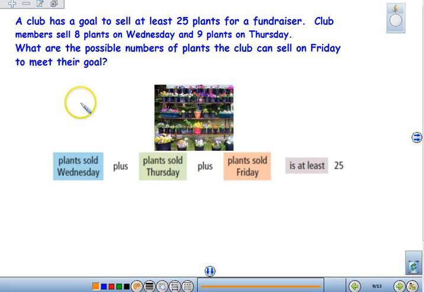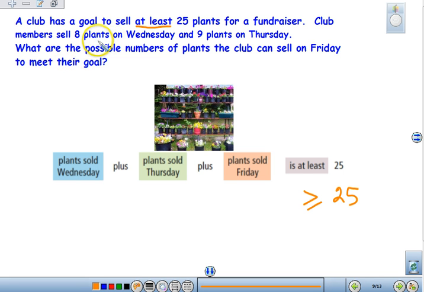Then we want to look at some story problems. Some of you had so many problems writing equations when you were working on your tests, and you tried to tell me how to solve them, not the equation. So a club's goal is to sell at least 25. When we see that phrase, at least, we need to be thinking, okay, do we want less or equal or greater or equal? With the at least, we want to be greater or equal to 25. Remember, you have to be at least 18 to vote, greater or equal.